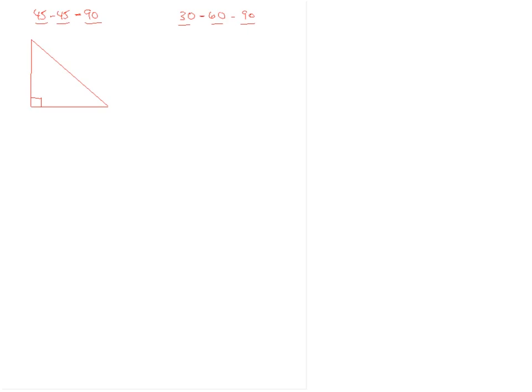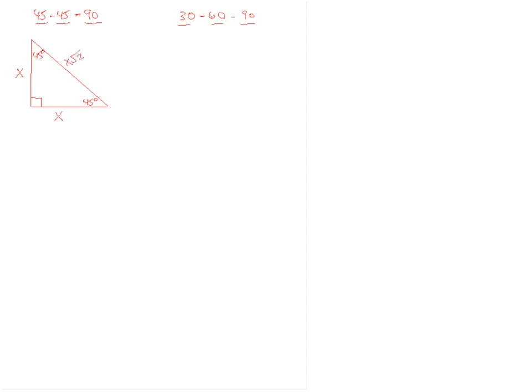Now, remember, my triangles, I'm just drawing them out. I'm not trying to make them to scale. For the 45, 45, 90, what we need to know is that if we're talking about the side ratios, the side opposite the 45 is x, the side opposite the other 45 is x, and the hypotenuse, or the side opposite the 90, is x root 2.